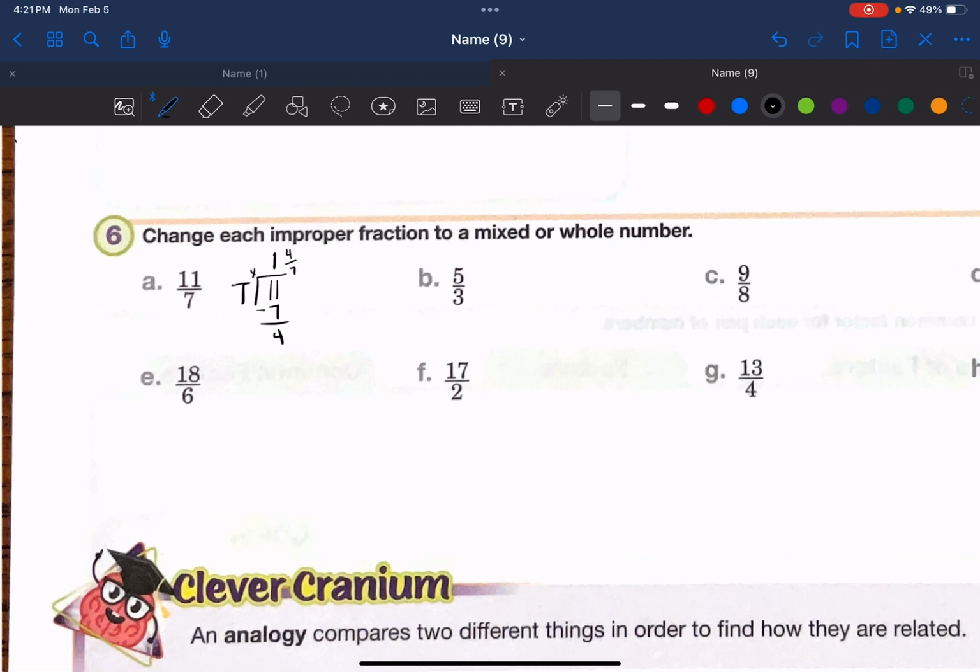And then same thing, please circle that answer so I know that that's the one that you want it to be. Okay? All right, good luck with this.